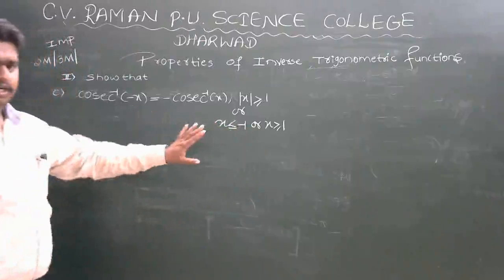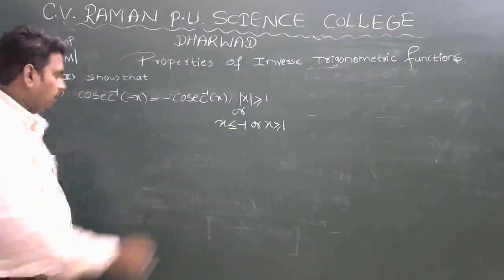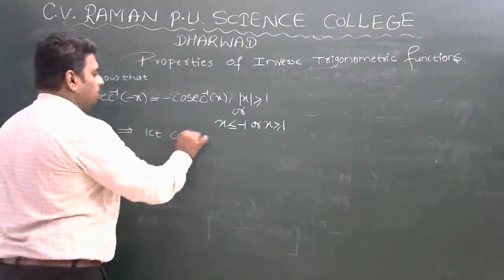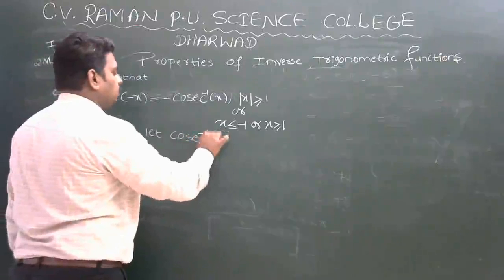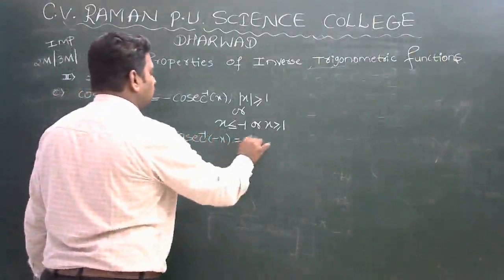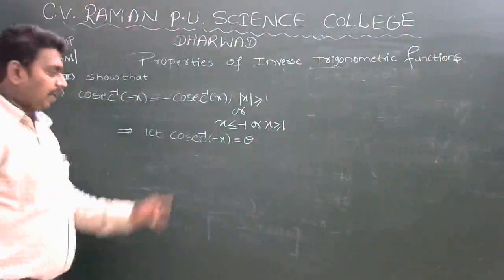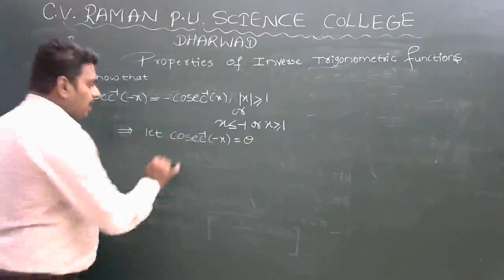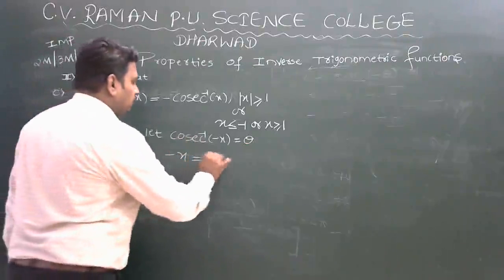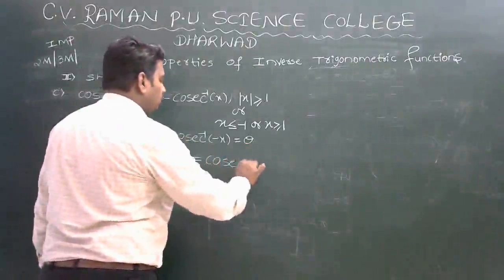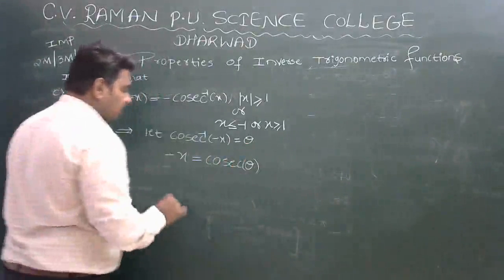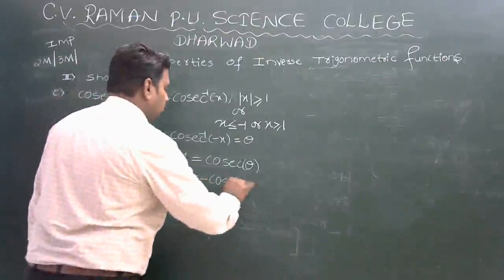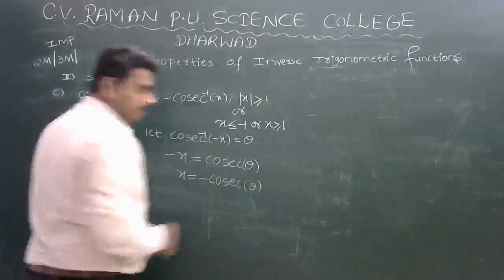The same procedure again I am going to follow here. Here let cosecant inverse of minus x equals to theta. Cosecant inverse of minus x equals to theta, then minus x equals to cosec theta. Next, x equals to minus cosec theta I am going to write.